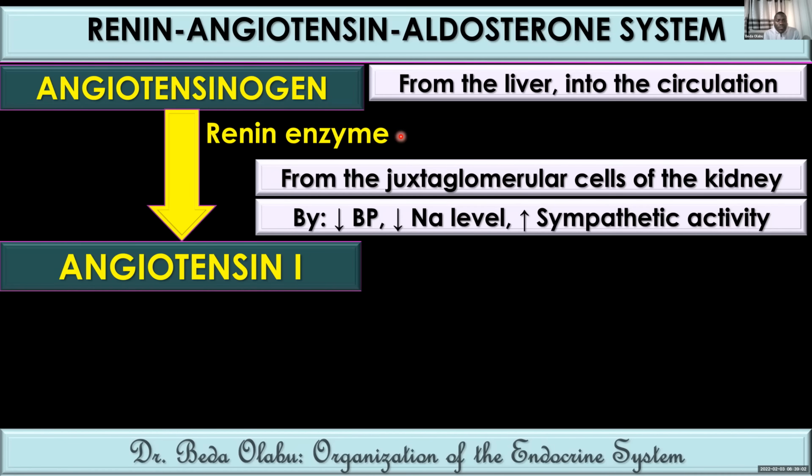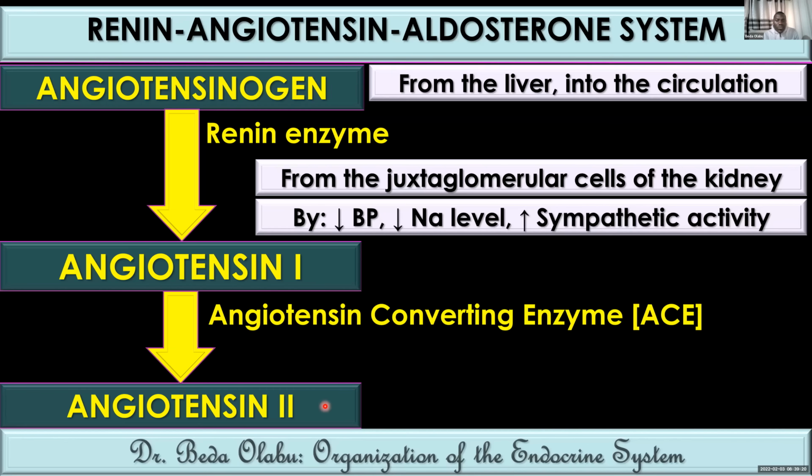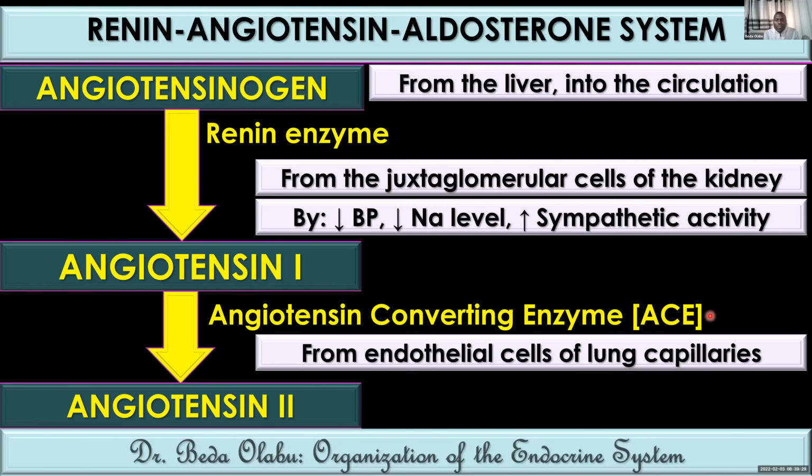Now we have angiotensin I, which has been converted from angiotensinogen in the presence of renin enzyme. Angiotensin I becomes converted to angiotensin II. The conversion of angiotensin I to angiotensin II is done by an enzyme called angiotensin converting enzyme, ACE. This enzyme is produced by the endothelial cells of the lung capillaries.